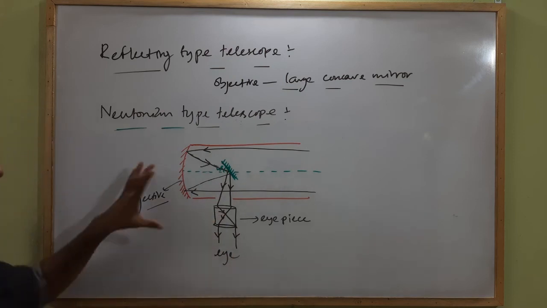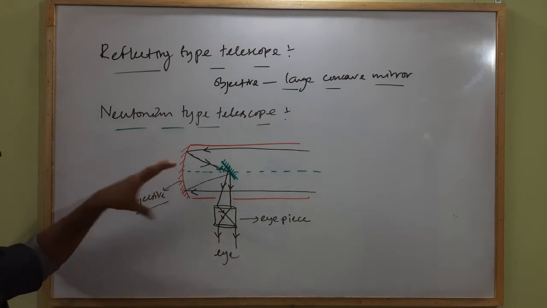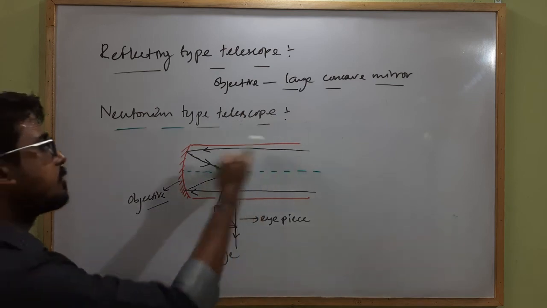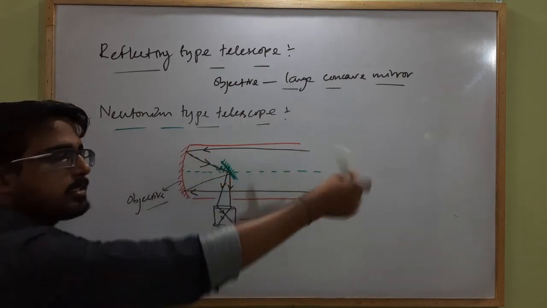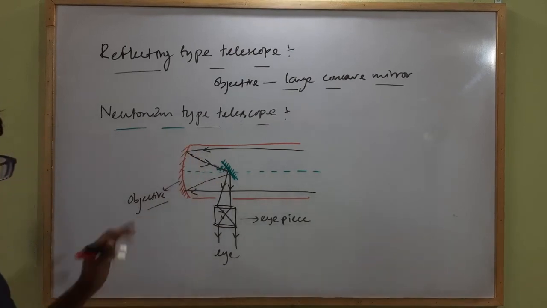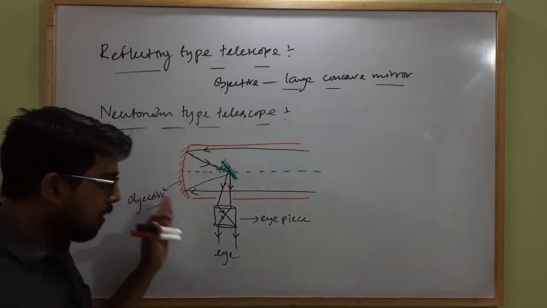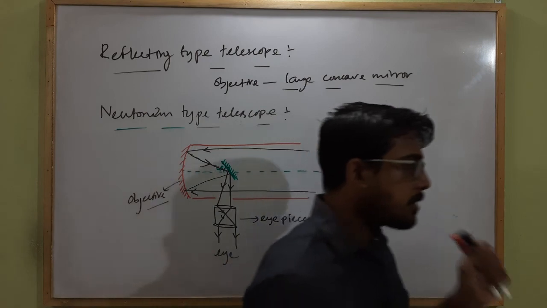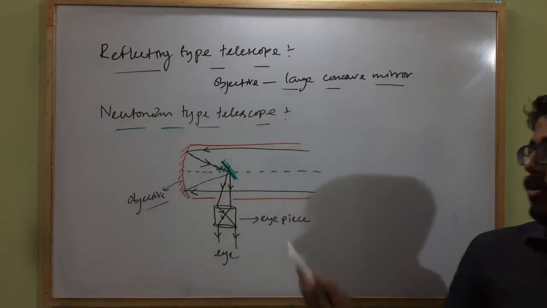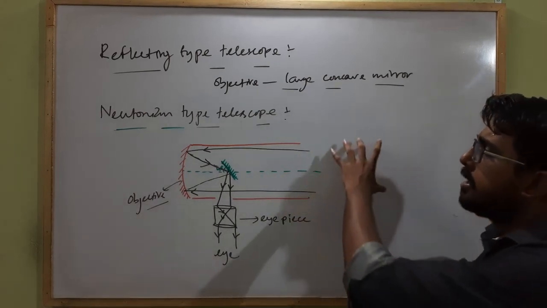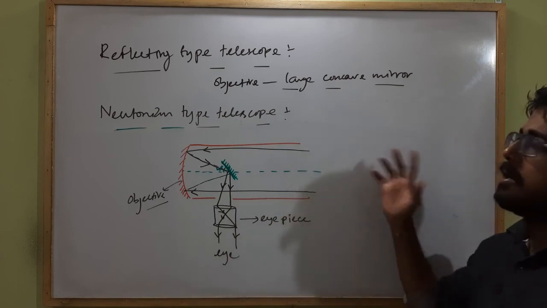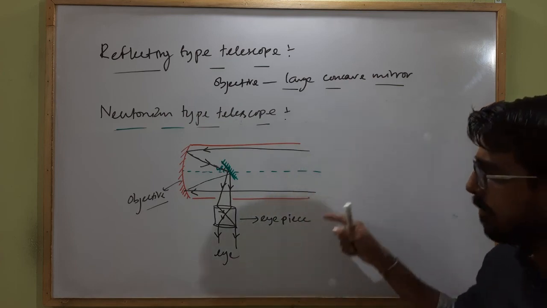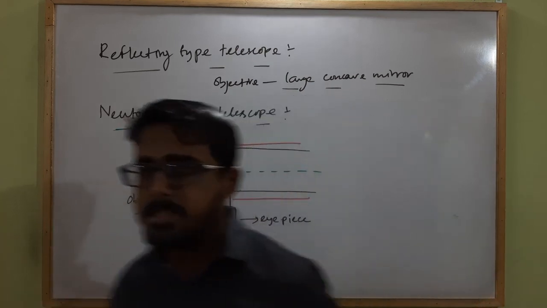This type of telescope is also known as a reflecting type telescope, because the process involved in forming the final image of an object at a very large distance is reflection. Due to reflection it is free from spherical aberration and chromatic aberration. That's why reflecting type telescopes are mostly used instead of refracting type telescopes. But still, reflecting type telescopes are very large in size.